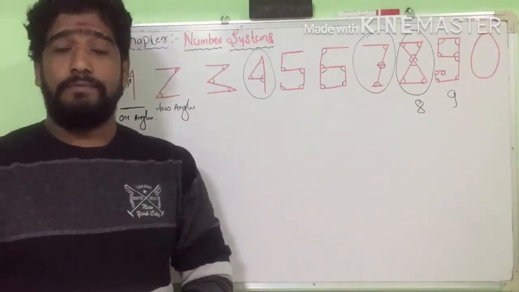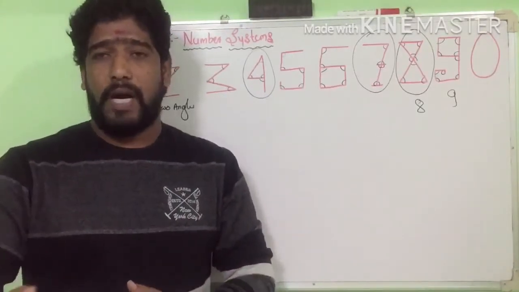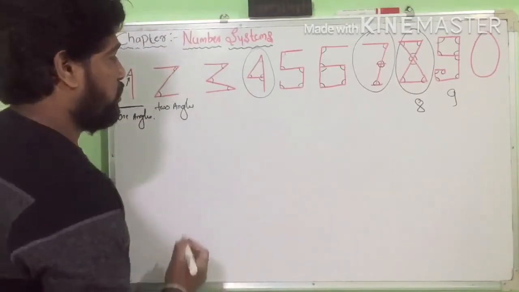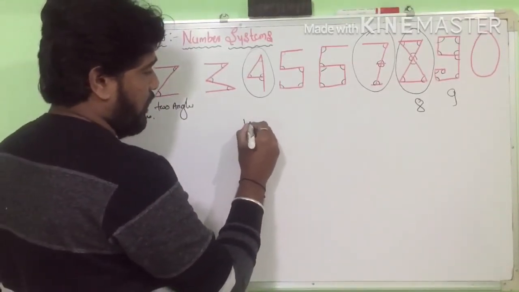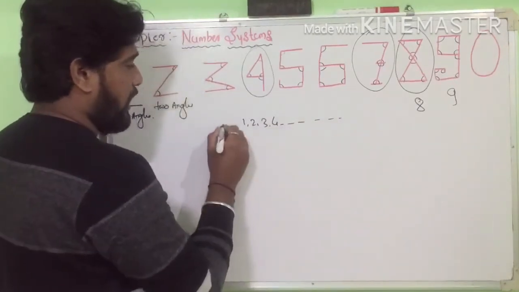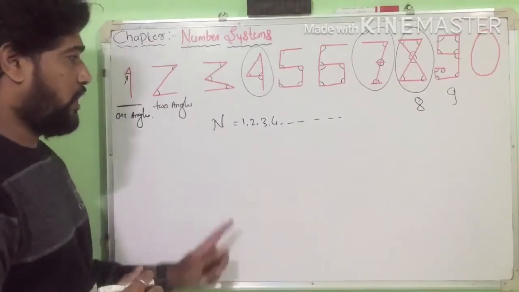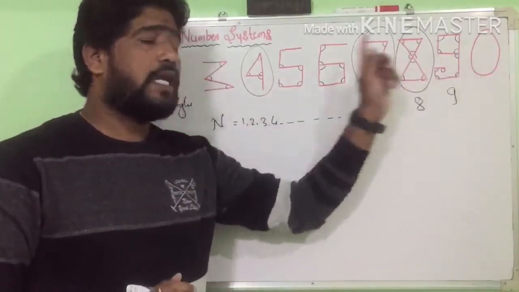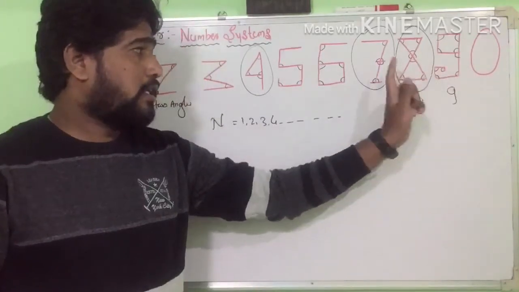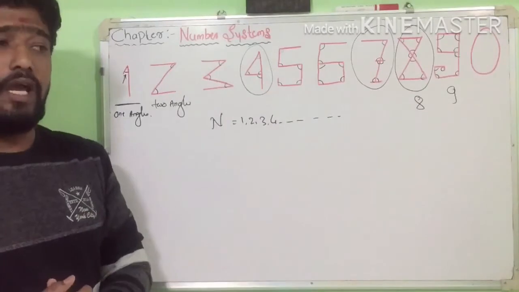So next one. They divide these numbers into many parts. So first one is natural number. So what is a natural number? Counting numbers like 1, 2, 3, 4 up to infinity are called natural numbers, and natural numbers are denoted by N. So counting numbers 1, 2, 3. These numbers are natural numbers, not 0. Only 1 up to infinity, right?